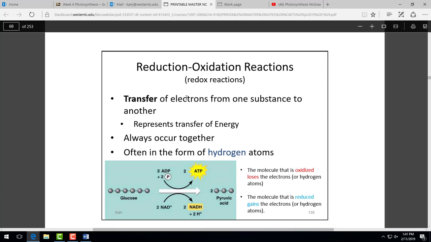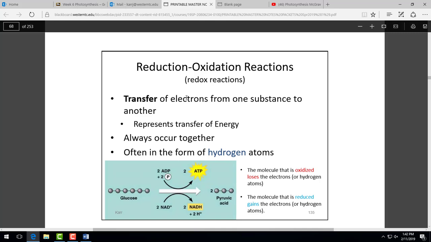Loss of hydrogen, loss of energy, gain of hydrogen, gain of energy. So if something gains hydrogen, we say that that molecule has been reduced, which kind of goes opposite to our thinking, right? If you think of reduced, you think of losing energy, but actually it means gaining energy in chemistry. So if something is reduced, it gained hydrogen. If it's oxidized, it lost hydrogen and lost energy.